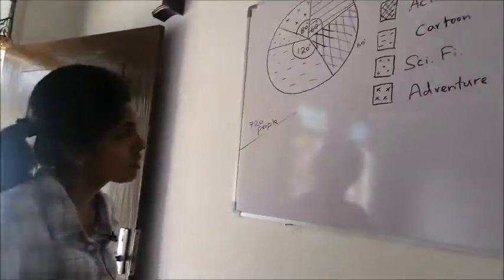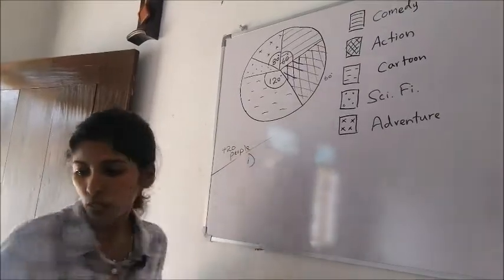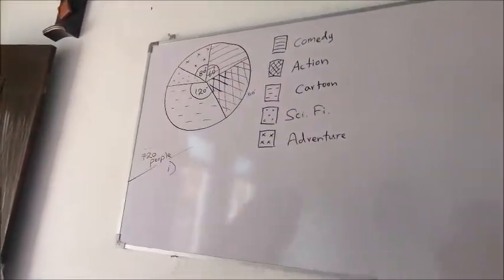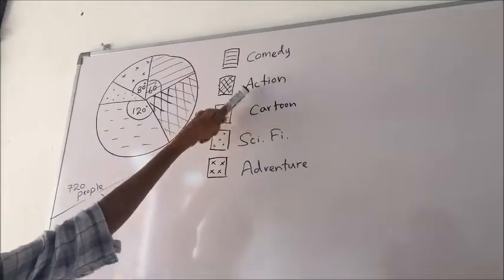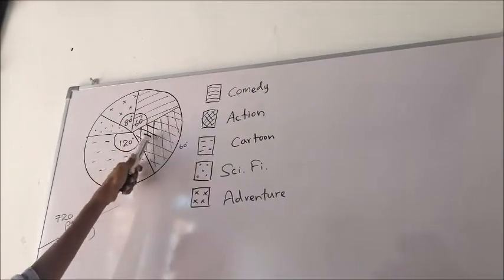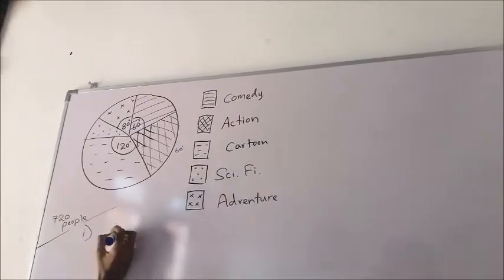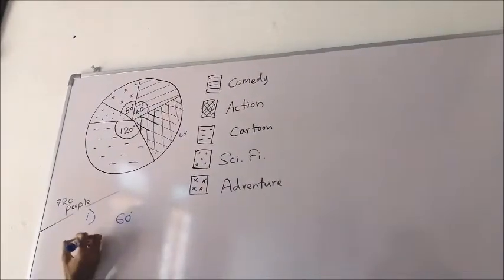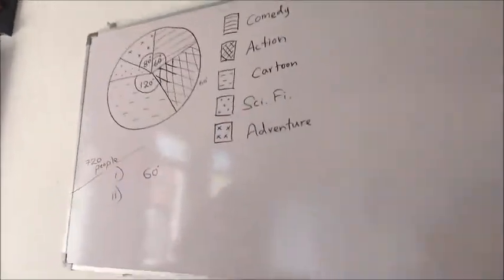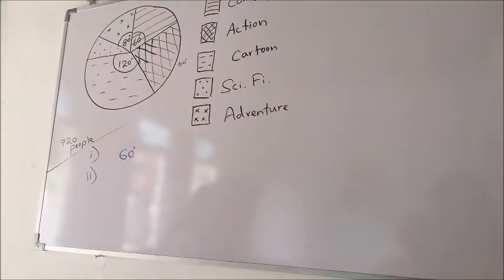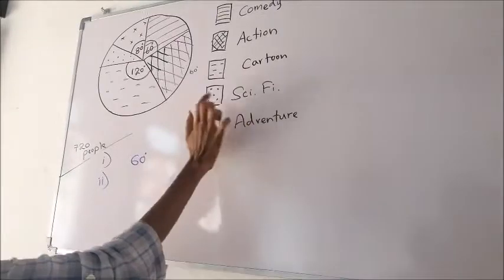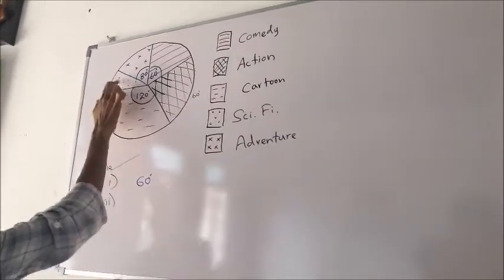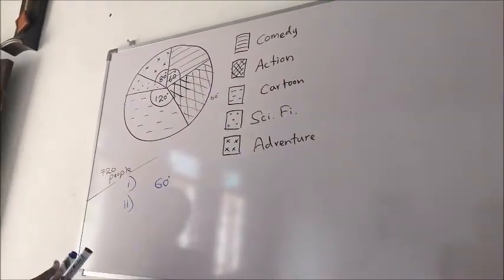Our Roman number 1 question is, what is the angle of the sector which denotes action movies? Action movies, it's here, the angle is 60 degrees. Roman number 2 question, what is the angle of the sector which denotes scientific fictions? Scientific fictions, it is shown with the dots, right?